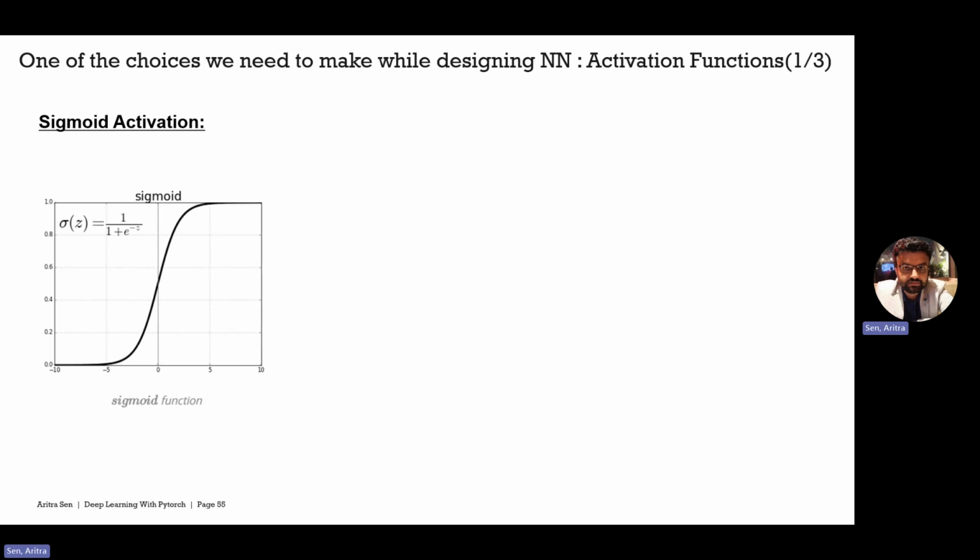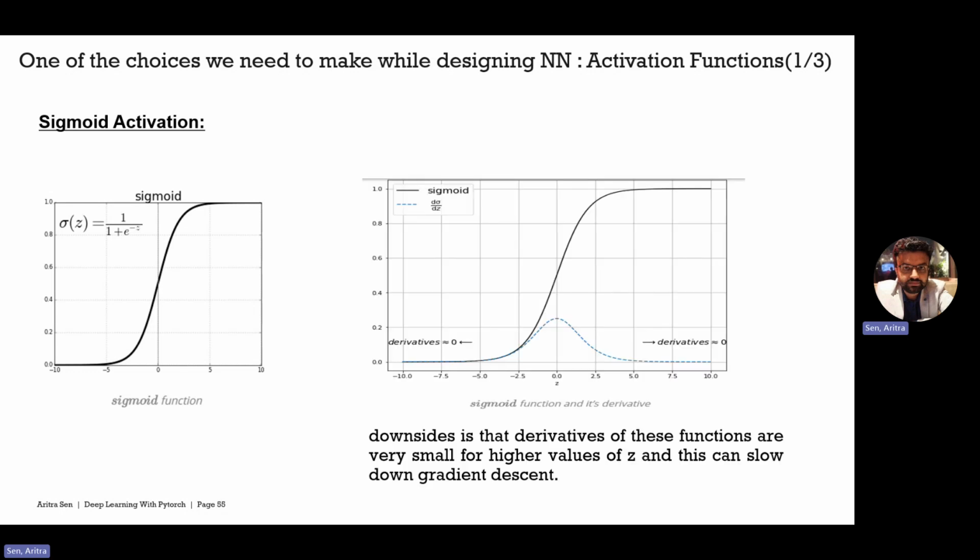So the sigmoid activation function is a very basic one which we also talked about in detail when we were going through logistic regression. Here the activation output is 1 divided by 1 plus e to the power minus z, right? I am also showing you the derivatives of my activation functions here.